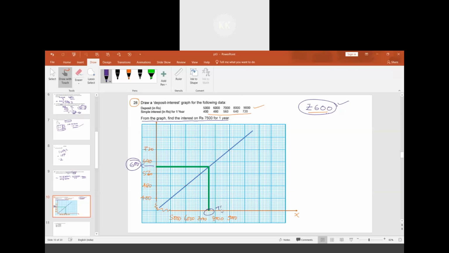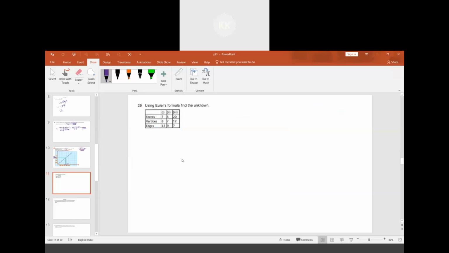Instead of drawing a square, I have drawn a line. Only a straight line, no problem. But the graph is compulsory. Without the graph, if you have found this by direct proportion, it is not valid. Understood?